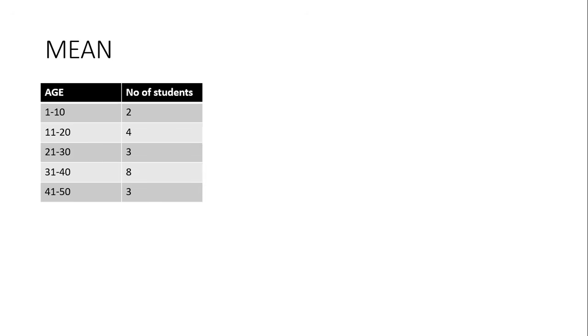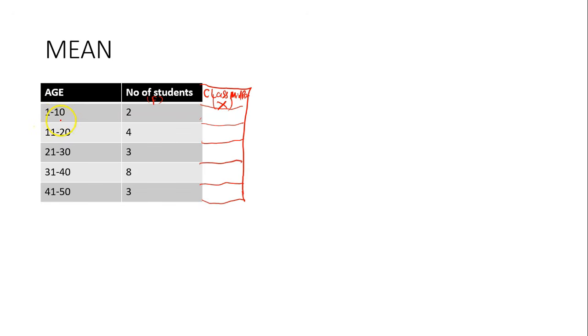Now to calculate the mean for the grouped data, we need to create a new column. Now, you find a class midpoint. Class midpoint is also known as class mark. So the X, class midpoint X. Number of students is also known as frequency. Now to find a class midpoint, we say the lower class limit plus the upper class limit divided by 2.